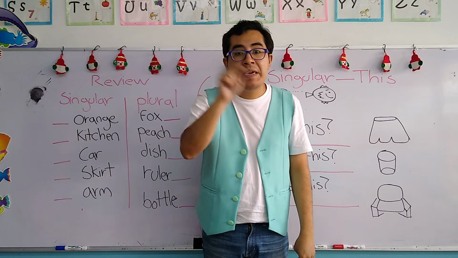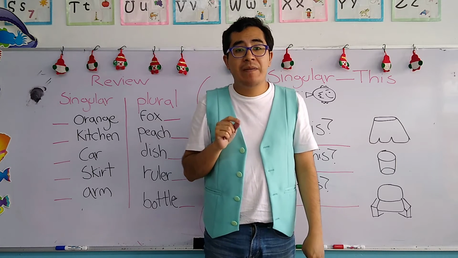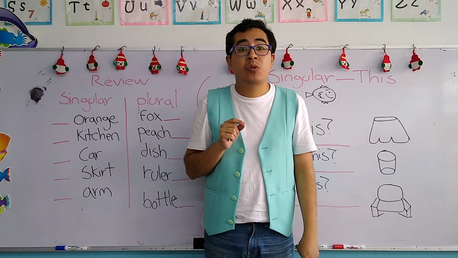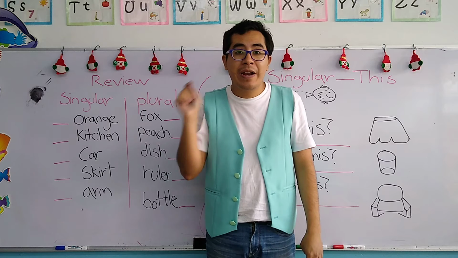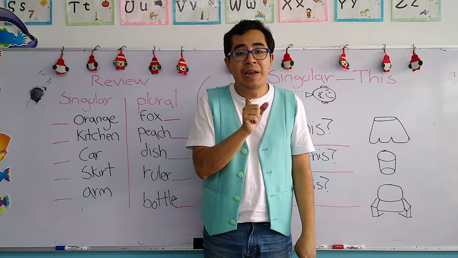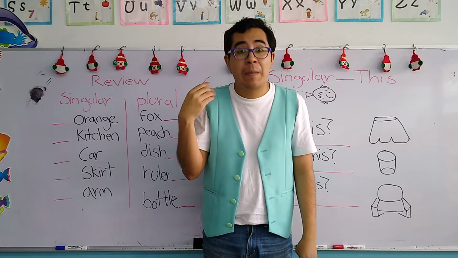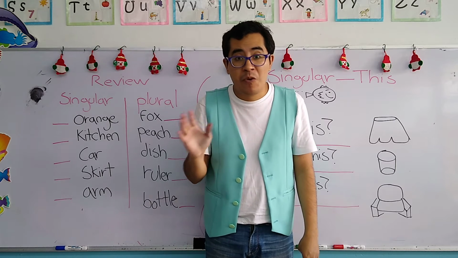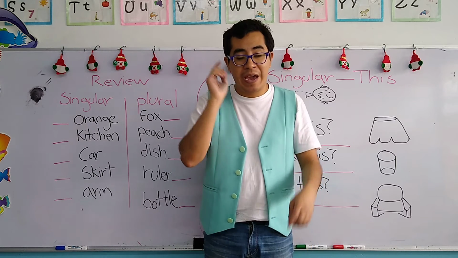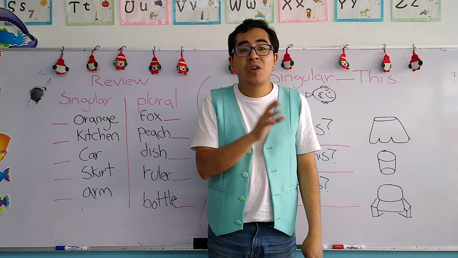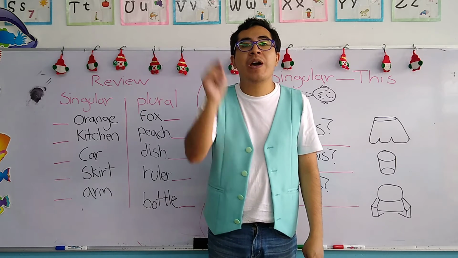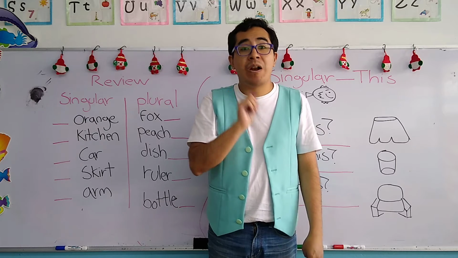Now, if the word finishes with an X, with an S, or with an H, we are going to write ES. Si nuestra palabra terminaba con una X, con una H o con una S, íbamos a escribir o agregar ES al final de esa palabra para convertirla en plural. If the word doesn't finish with X, H, or S, si no termina con esas letras, we are only going to write S. Okay, very good.